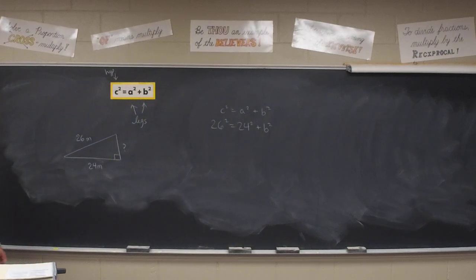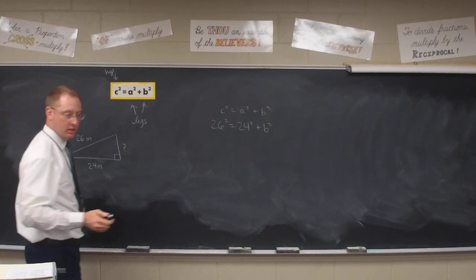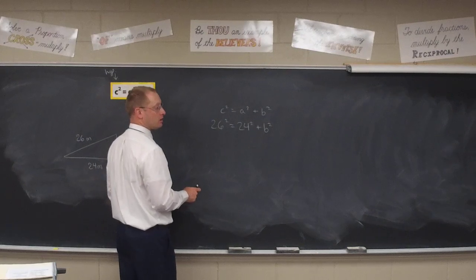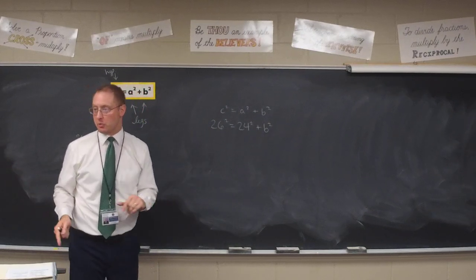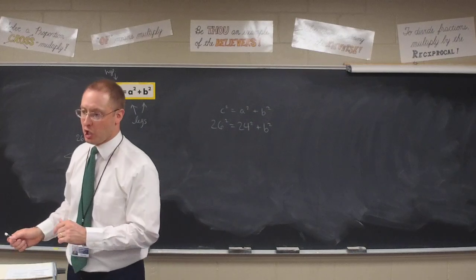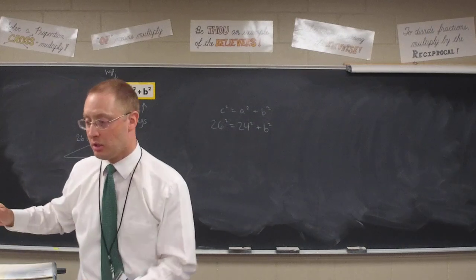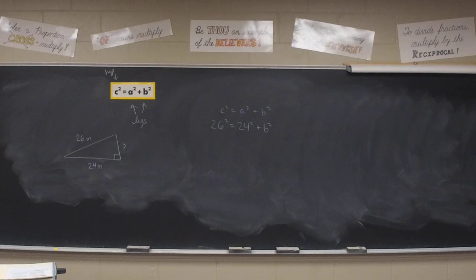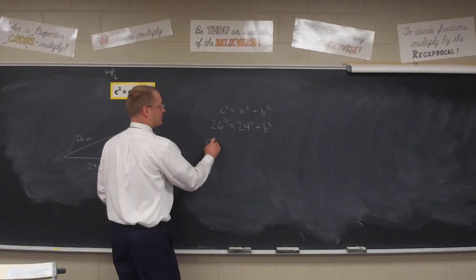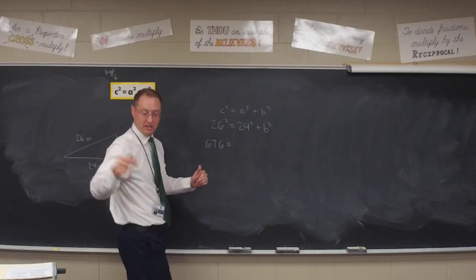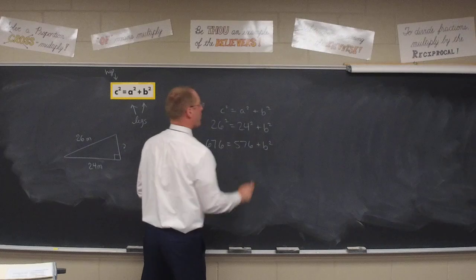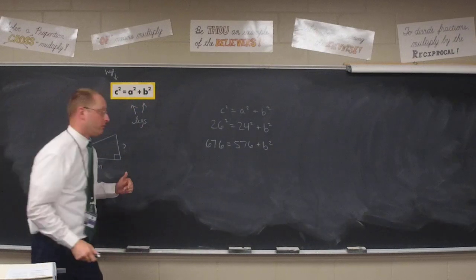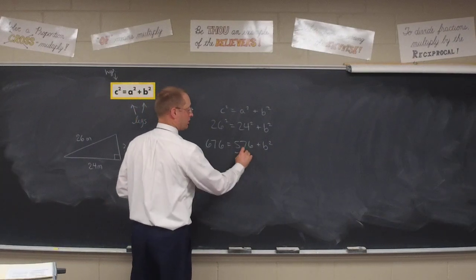Then, when we look at the chart, what is 26 squared? Look at the chart. 26 squared. 676. There we go. 576 was 24 squared. Plus the B squared. What do we need to do next, Joel? You subtract 576.